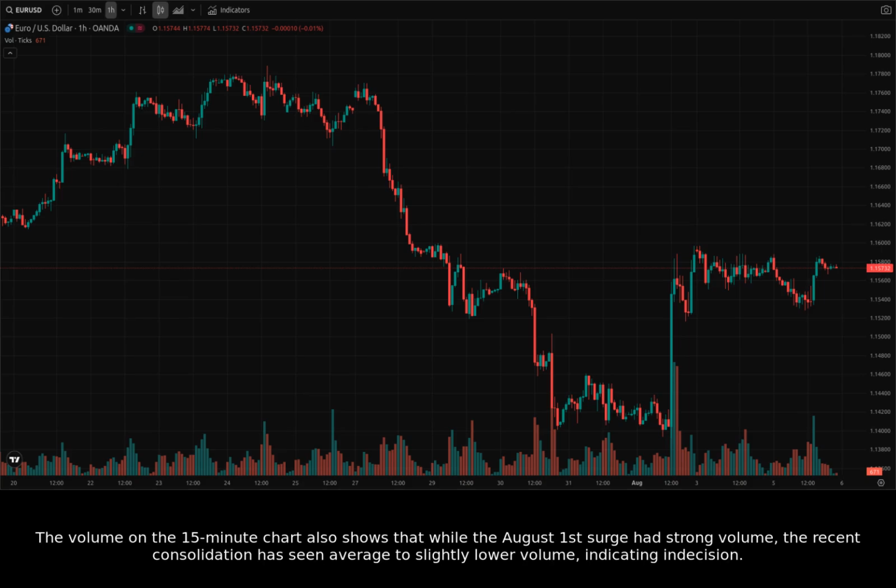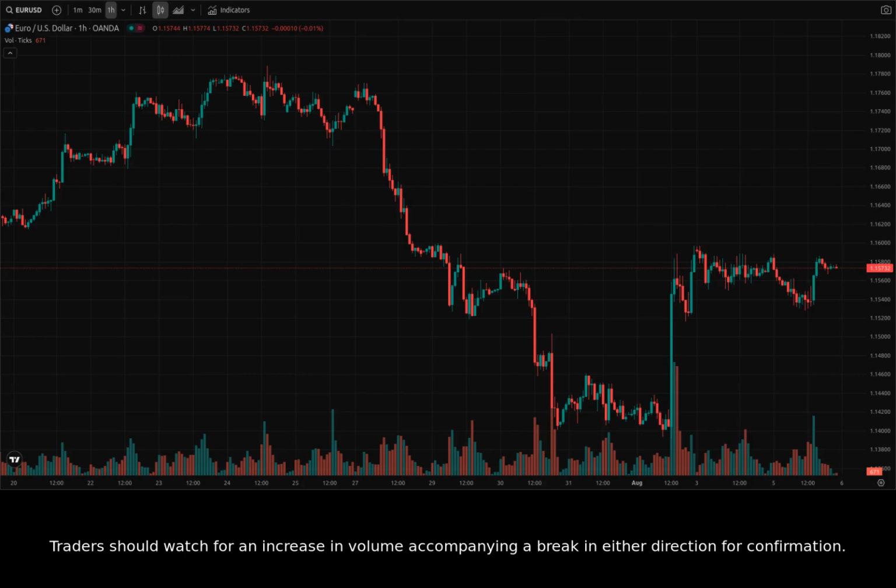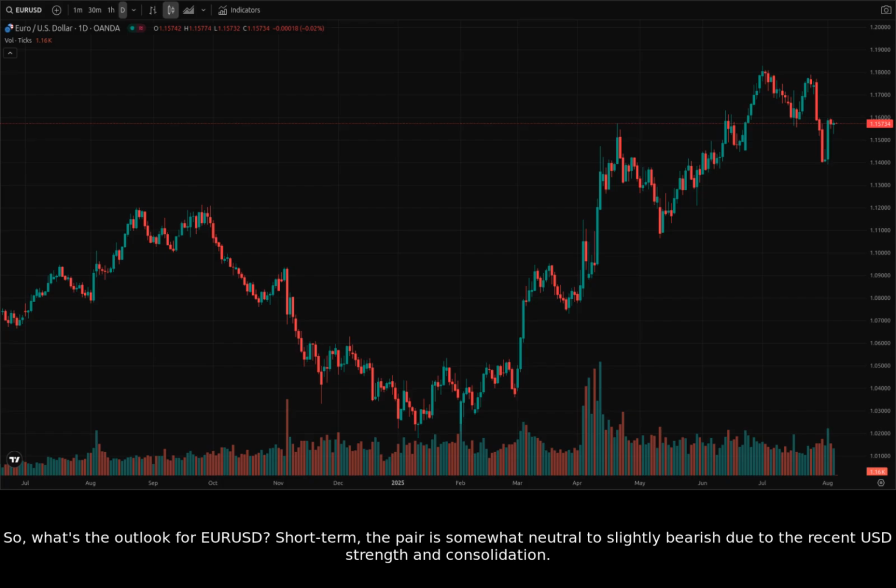The volume on the 15-minute chart also shows that while the August 1st surge had strong volume, the recent consolidation has seen average to slightly lower volume, indicating indecision. Traders should watch for an increase in volume accompanying a break in either direction for confirmation. So, what's the outlook for EURUSD? Short-term, the pair is somewhat neutral to slightly bearish due to the recent USD strength and consolidation.